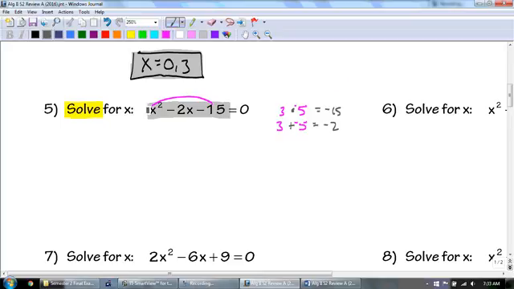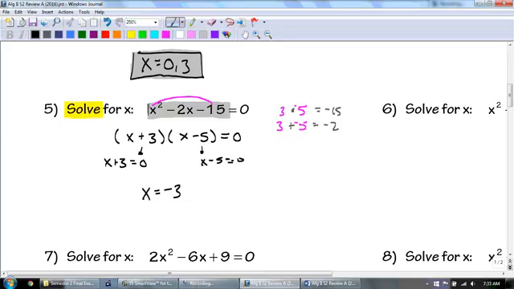Now, I like this because my leading coefficient is a 1, which means I can break it right down. I can put this as x plus 3, x minus 5. Don't forget that it equals 0 because we're solving. And then once again, we have x plus 3 equals 0, x minus 5 equals 0. You guys should be good with solving those. So we get our two answers of -3 and +5.